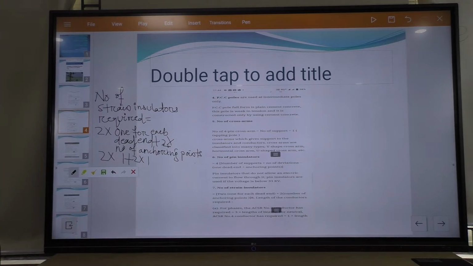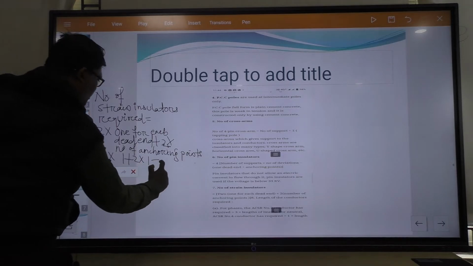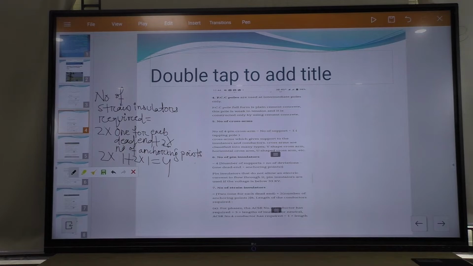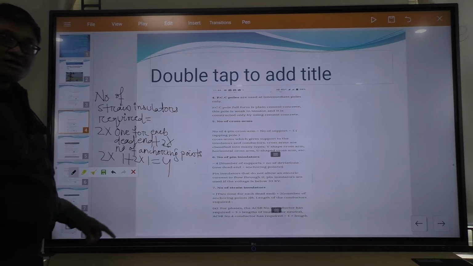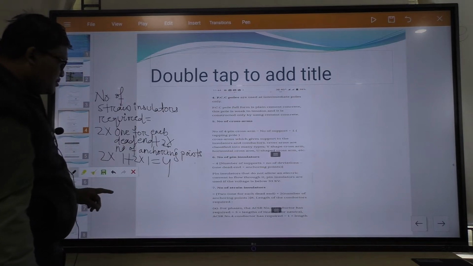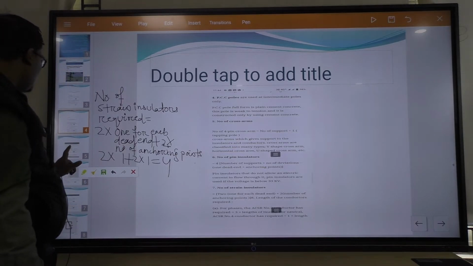So how many strain insulators will it be? It will be 2 into 1, plus 2 into 1, that is 4. 4 strain insulators are required. Next, the length of conductors required.